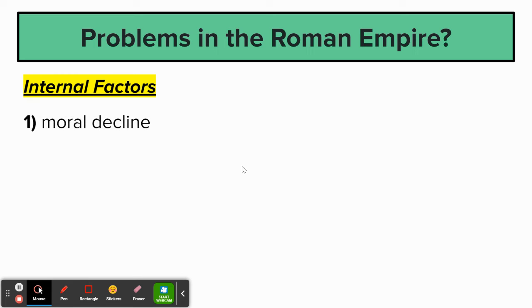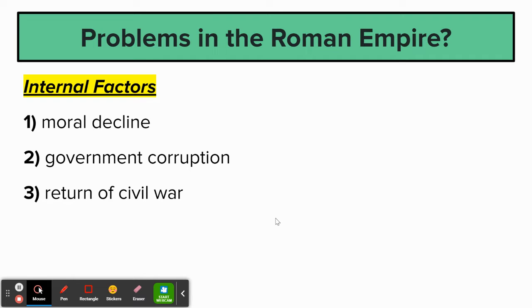The first one, moral decline. Number 2 was government corruption. Both moral decline and government corruption led to the people of Rome not trusting the government, like we saw during the Roman Republic, during the early emperors, and during the Pax Romana.